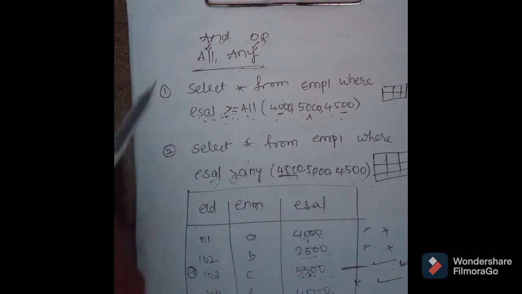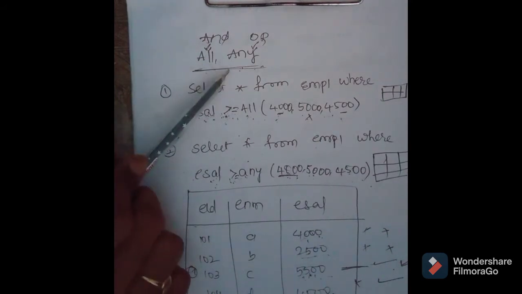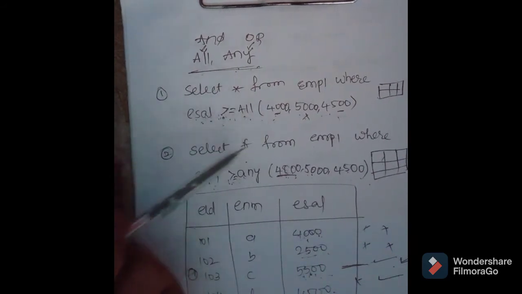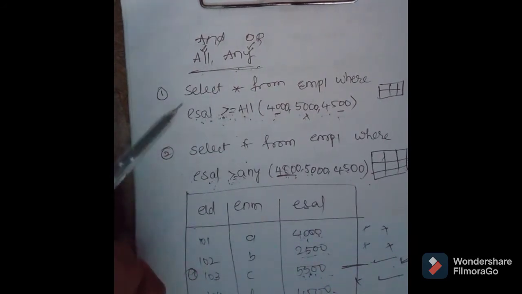Clear this all? So this is about your all and any operators. You can combine these operators for any of these devices. Clear?